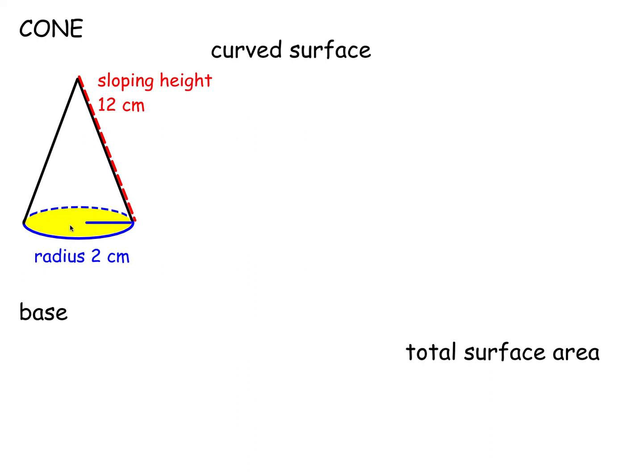There's a circle on the bottom, that'll be the base. So curved surface, that sloping edge 12 becomes the radius of the sector. And importantly, that blue circumference has become that edge here. That arc is from the circumference.